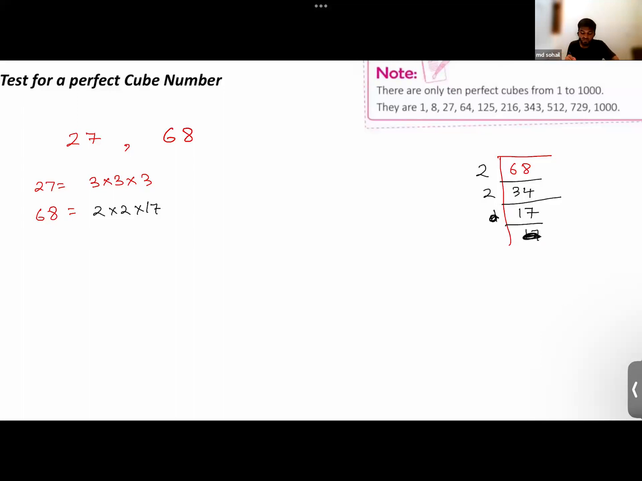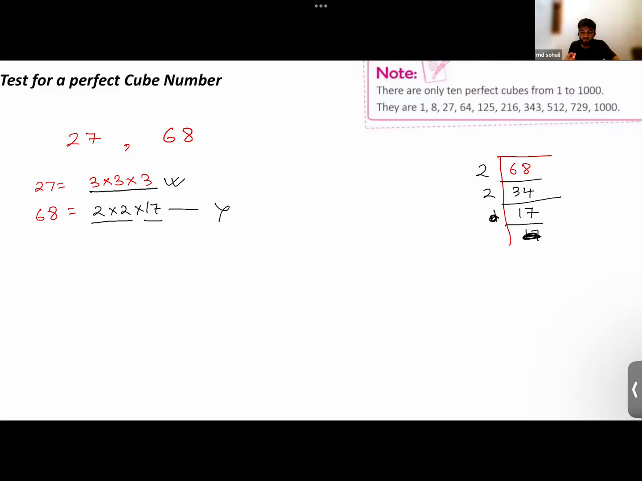So notice the prime factors of 27 and 68. What do you observe between the two? The same digit occurs 3 times for 27, this 3 here, while there is no such repeated occurrence in 68. Like 2 occurs once while 17 occurs only once, right? So this is not a perfect cube, while the first one is a perfect cube.